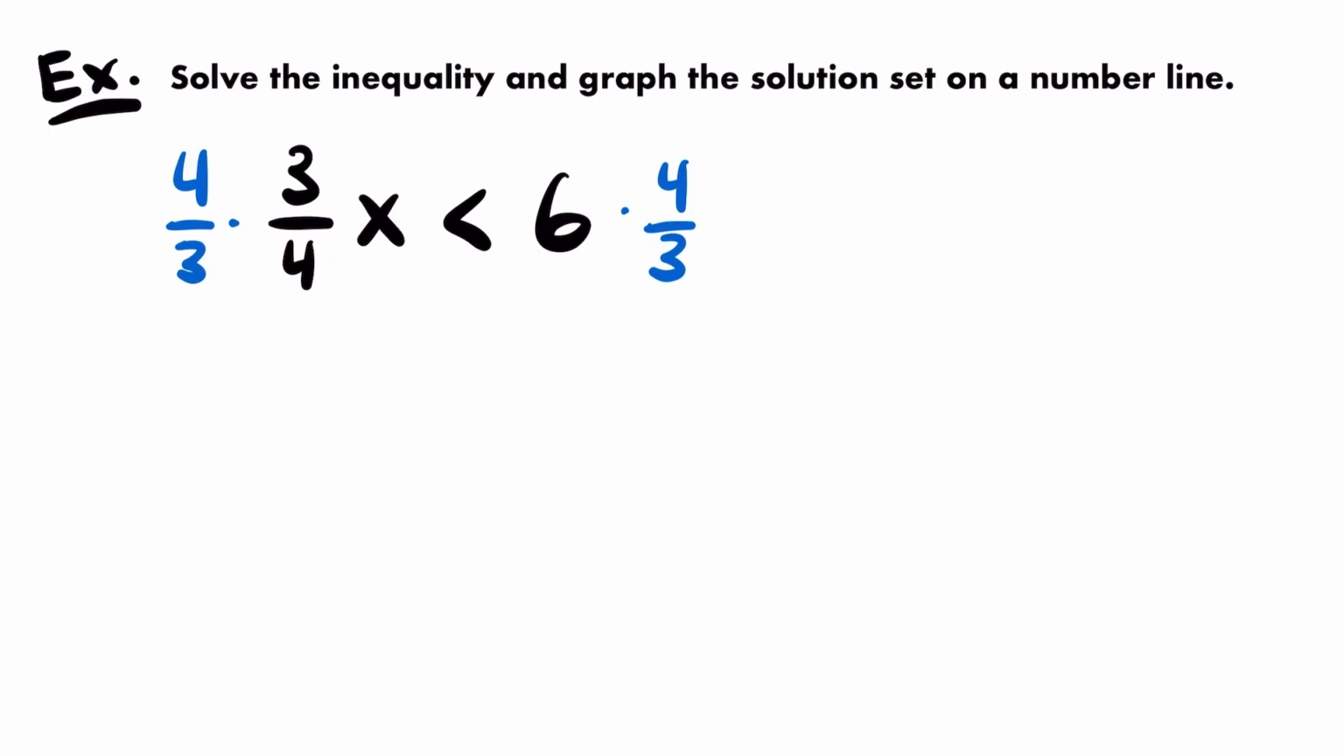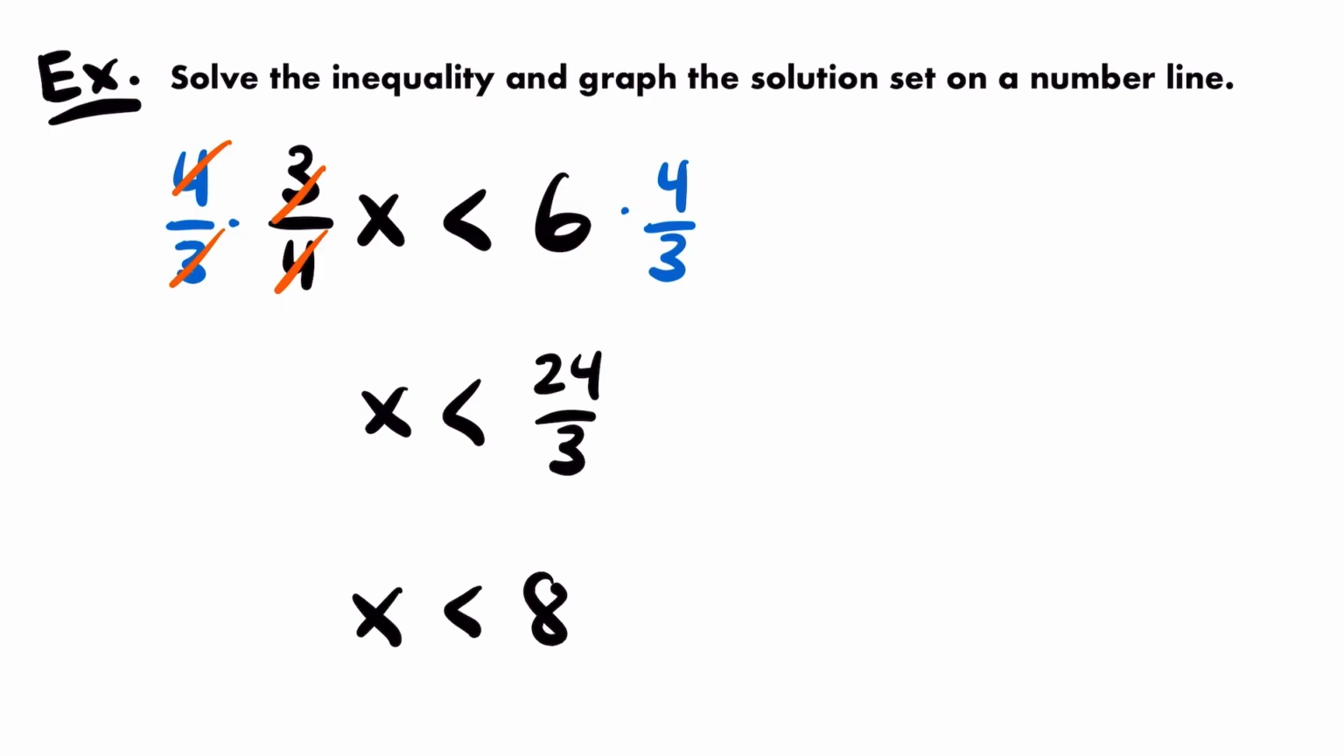All right, and so by doing that, 4/3 times 3/4 is just 1, because these 4s would cancel out and these 3s would cancel out. Anything divided by itself is just 1. So you're just left with x is less than 6 times 4/3. So let's simplify that. 6 times 4 is 24. So we get 24 divided by 3, which gives us x is less than 8, because 24 divided by 3 is 8. All right, and that would be the solution set for this inequality.